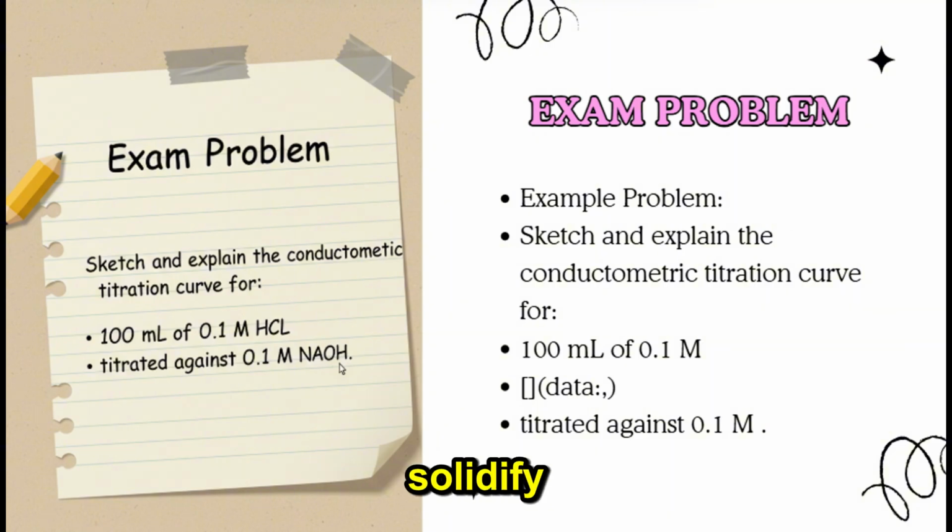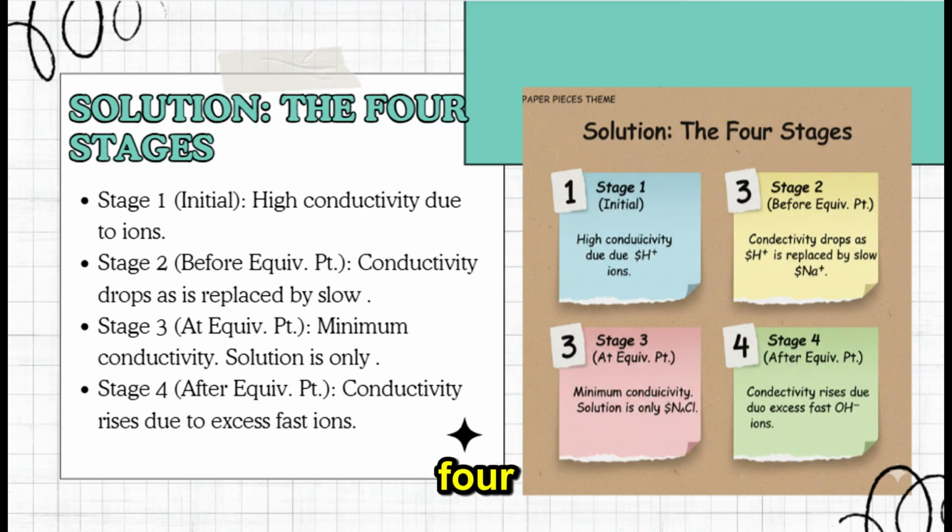All right, let's solidify this with a quick example you might see on an exam. Problem: sketch and explain the conductometric titration curve for 100 milliliters of 0.1 molar HCl against 0.1 molar NaOH. Solution: let's break it down into 4 stages. Stage 1, the initial point. Before we add any NaOH, the solution contains HCl, which means we have highly mobile H+ ions and Cl- ions. The conductivity starts high.